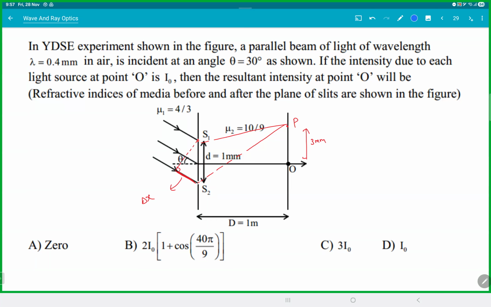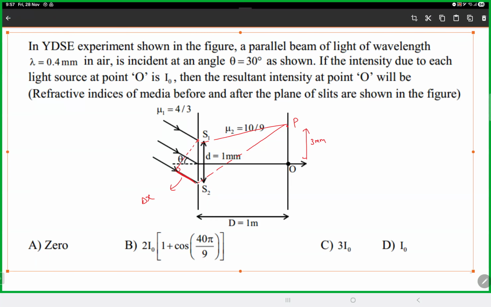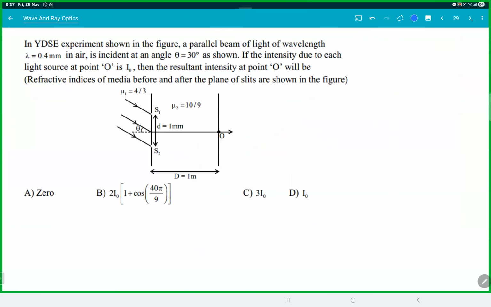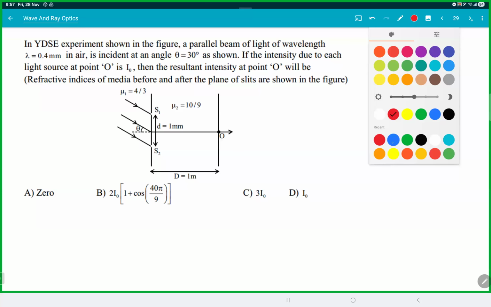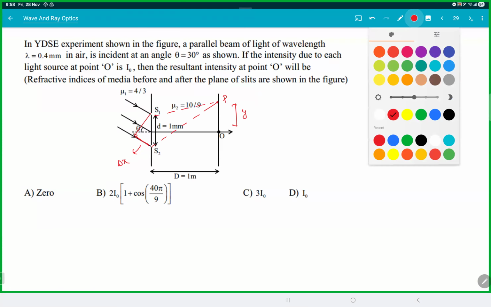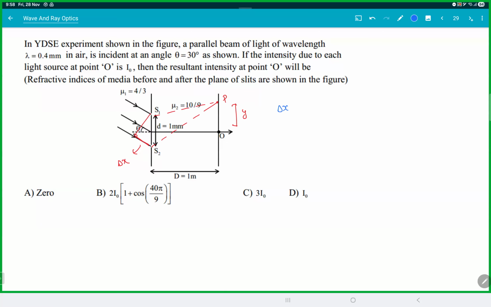Now, let's write that carefully. So you drop a perpendicular here. This would be the extra path difference delta x. This is P. This should be a good advanced question though. And let's say this distance is some y. Okay, great. So listen carefully. You want to write the path difference for P. So the light rays which are reaching S2, they are traveling.